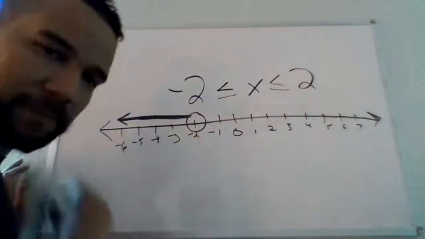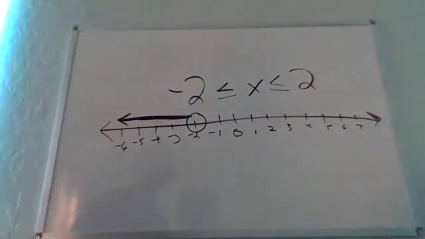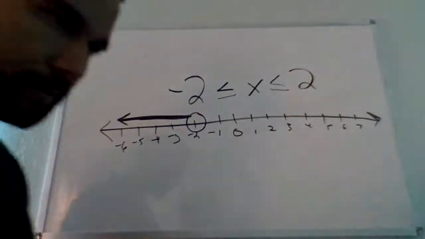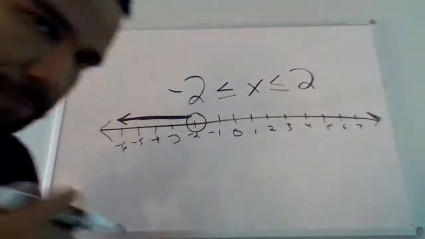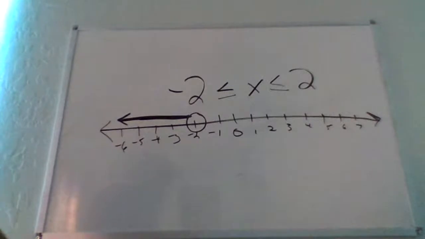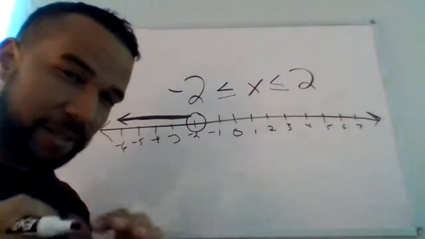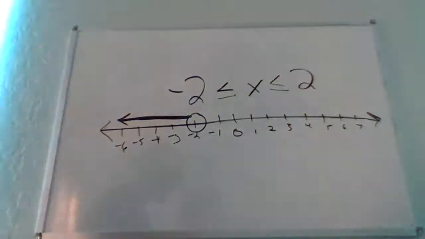Now, what about my circle? Should my circle be empty? Should it be full? Remember, we talked about this a few minutes ago. There's a rule. But X is between -2 and +2. Right? Correct. Oh, okay.